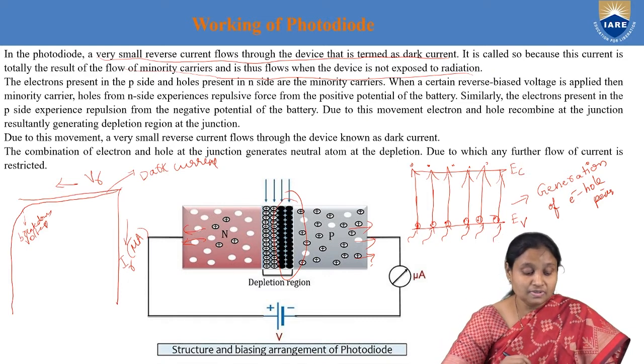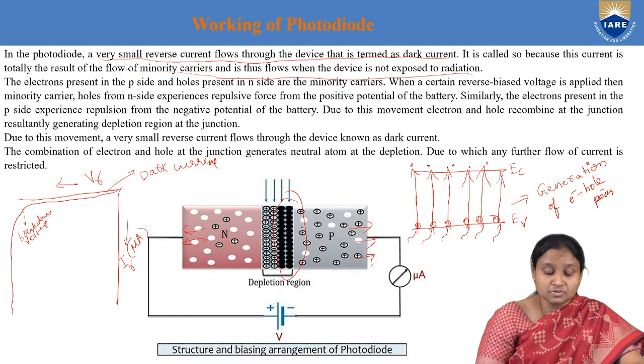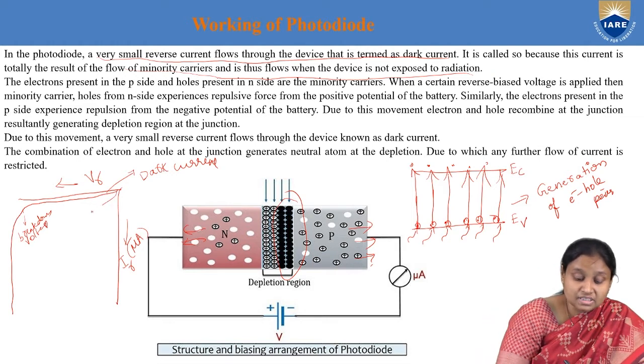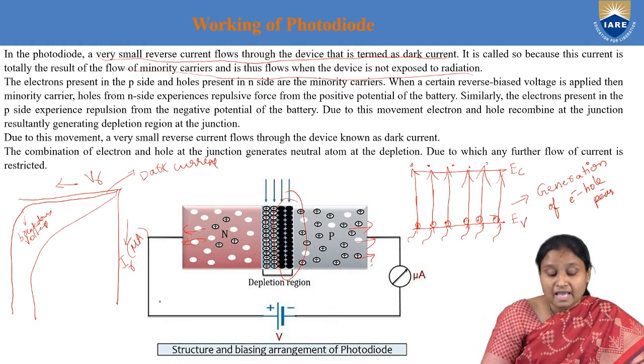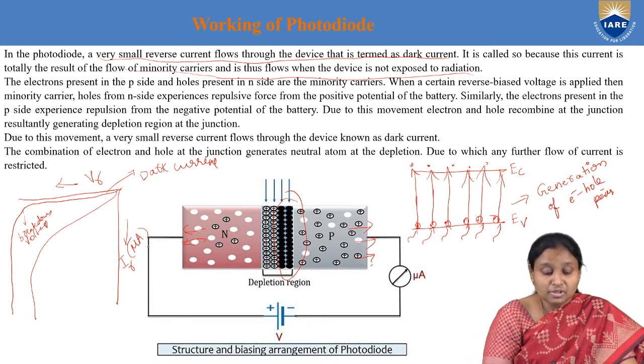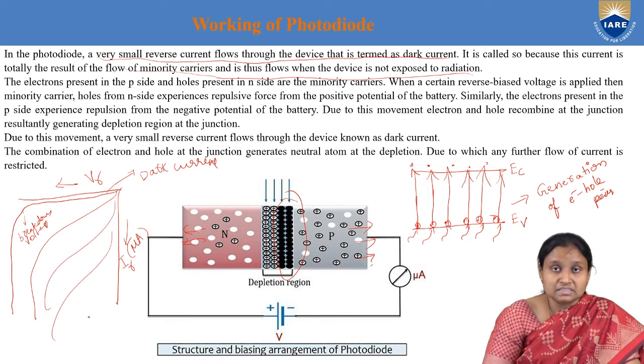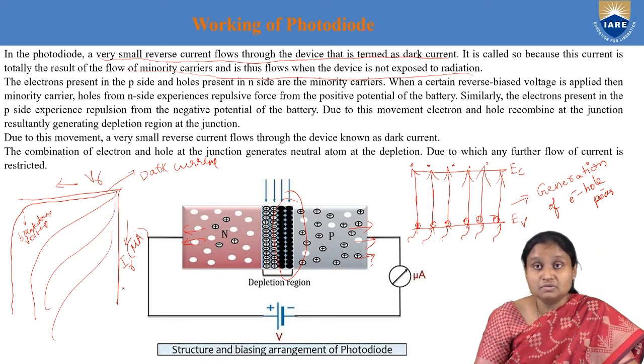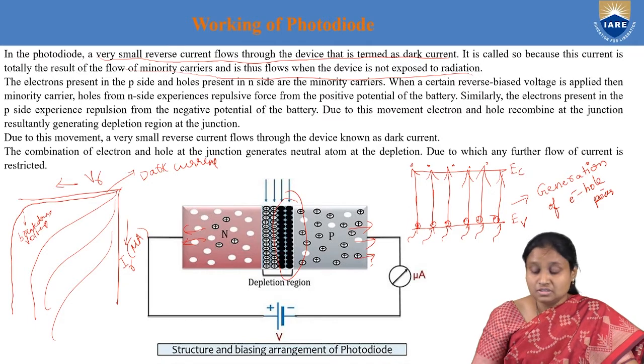So what you will observe here is that when we expose them to light, there will be an increase in reverse current. And this reverse current is very much dependent on the intensity of light which is made to fall on this depletion layer. So when you keep on increasing the light intensity, you will observe that the reverse current is also going to increase.